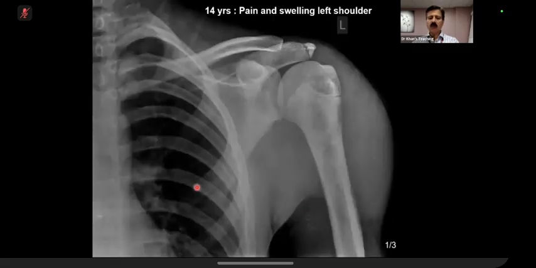Last few cases are all observation films, classical 2B films. So please concentrate, develop your eyes on these. These are classical exam films, and these are all observational films.